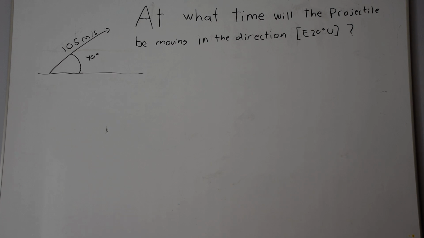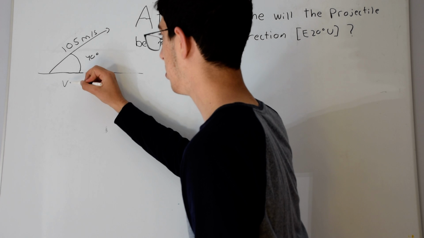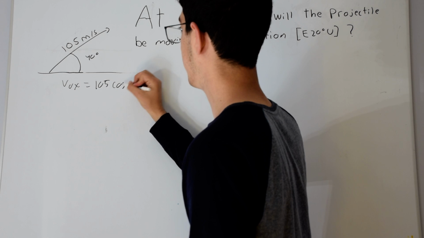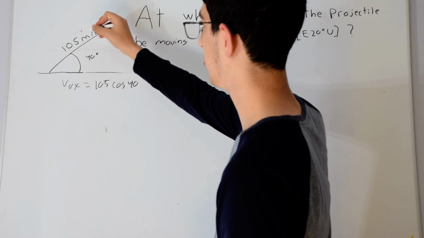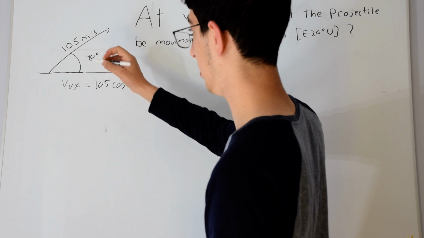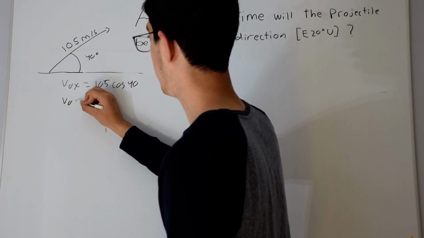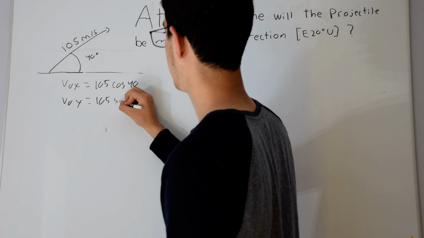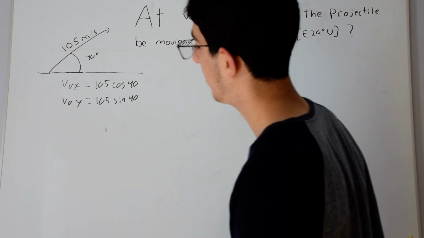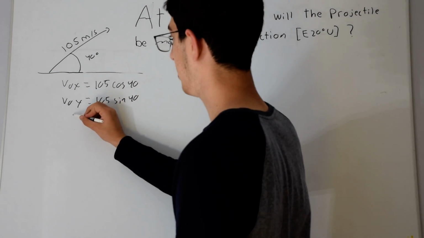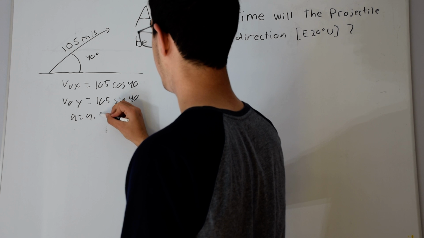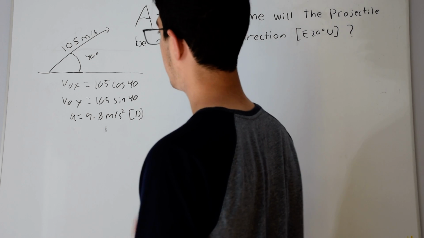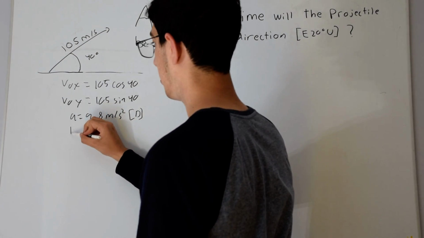Okay, so let's write out all the information we have. The starting horizontal velocity of the ball is 105 cosine 40. If there's a triangle here, you can picture it being the side adjacent to the angle. The original vertical velocity of the ball is 105 sine 40. The acceleration of the ball is just the acceleration due to gravity, which is 9.8 meters per second squared downwards. And we're trying to find time, so it's useful to write it down so that we remember what our end goal is.